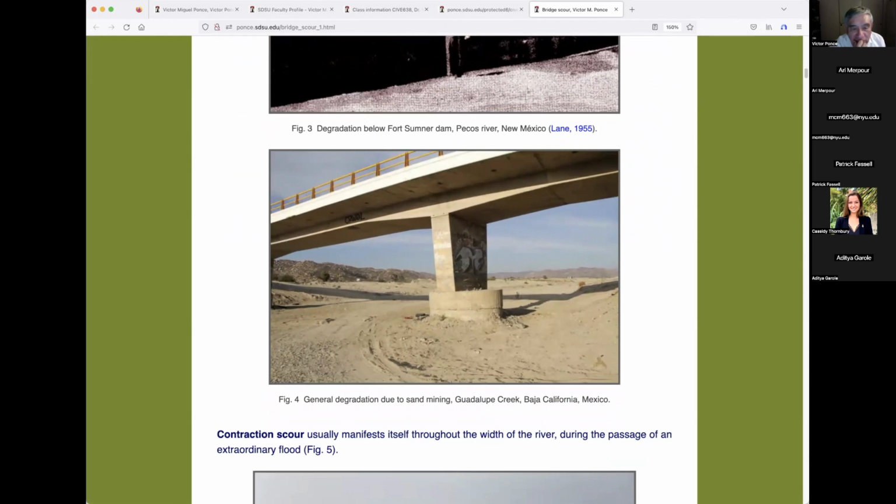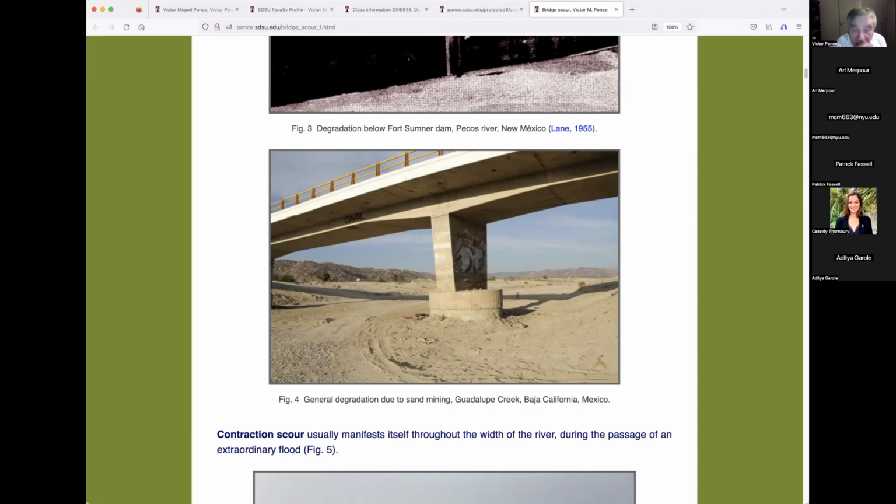picture, another photo of a scour. And this is exactly not a scour, even though it looks like scour, but it isn't. This is sand mining. Sand mining in this particular river, which is the Guadalupe Creek near Ensenada. It's about 10 miles north of Ensenada, Guadalupe Creek, in this valley over there. I don't remember the name right now. General degradation due to sand mining.